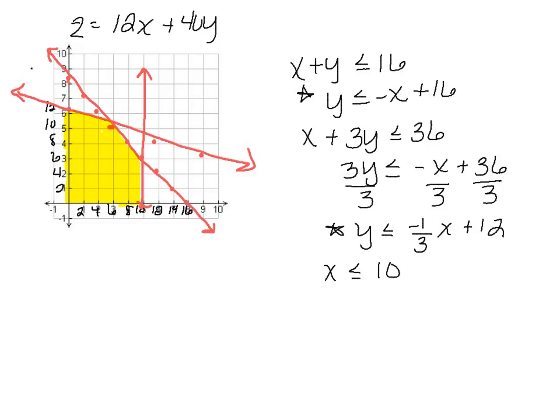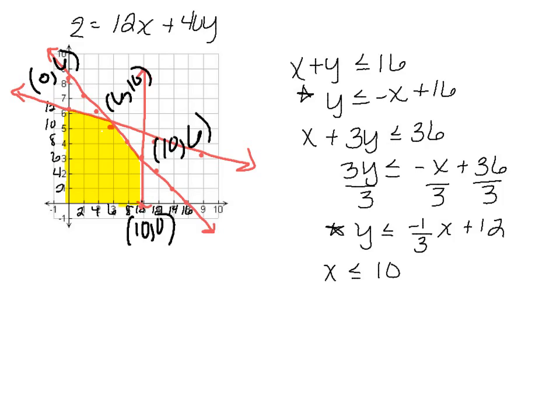We have the point 0, 6. We have the point 6, 10, since they both crossed at that point. We have the point 10, 6. And the point down here we have 10, 0. So we need to check each one of those to see which one might work to give us our maximum profits. And again, our z function is 12x plus 40y.